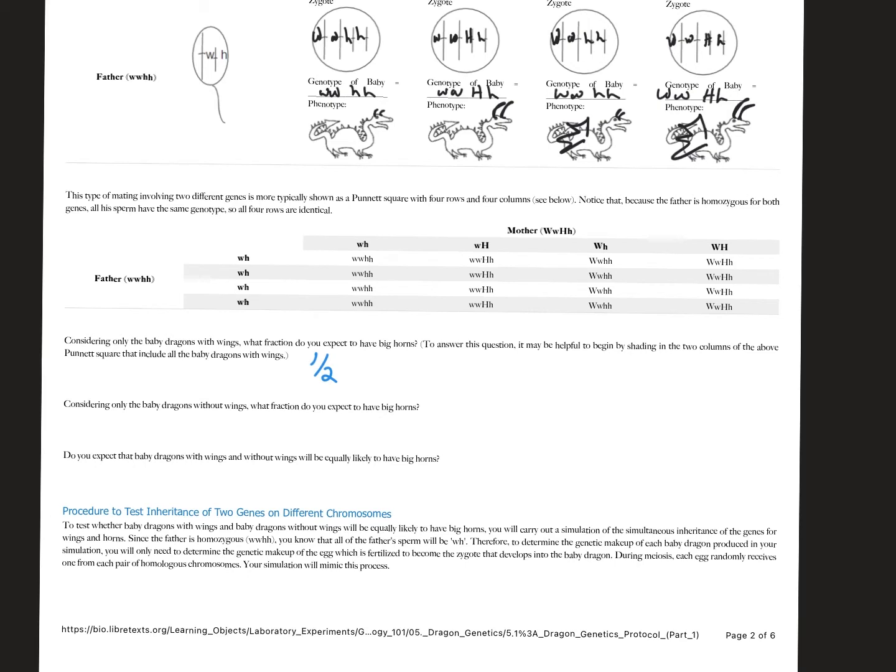All right. So again, you can do the math, or you can count them. You can go ahead and say 1 out of 2. Or you can say wings with big horns. These are all small horn. There's wings. These are all wings that have big horns. So 4 out of 16, or not. It's not out of 16, because you're only considering these 2, right? So 4 out of 8. Only 4 out of 8 have wings with big horns. So 4 out of 8 is equal to 1 out of 2. Correct?